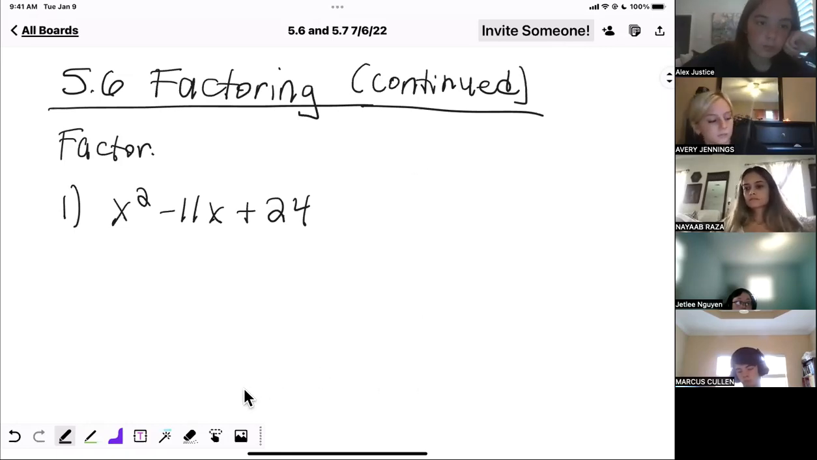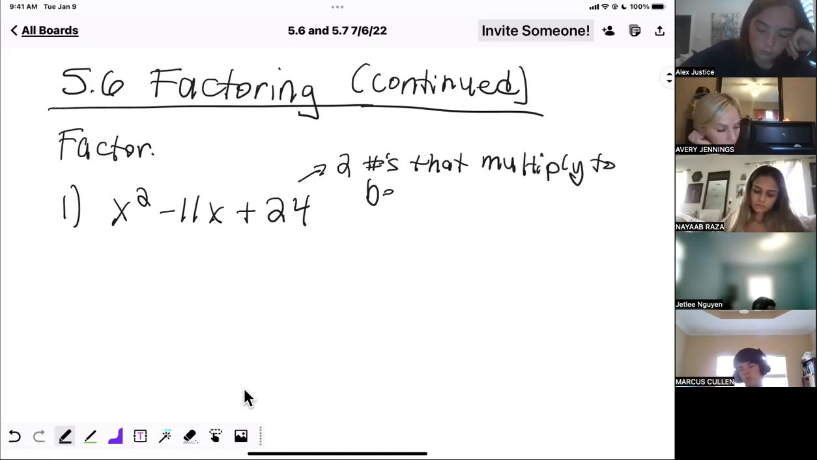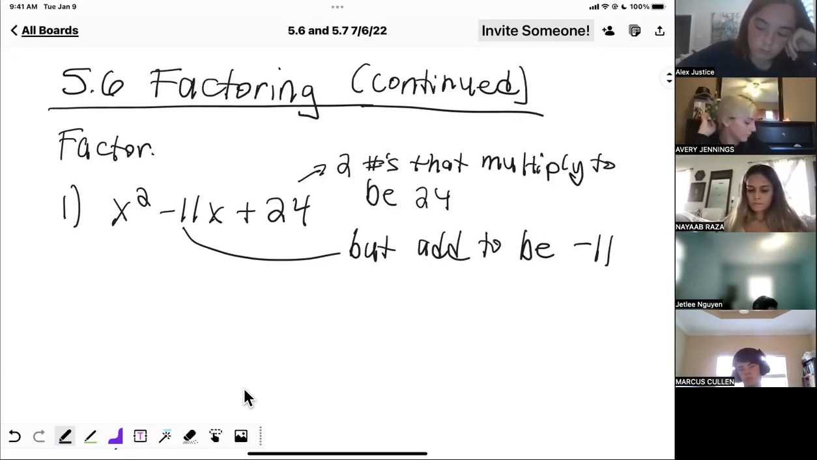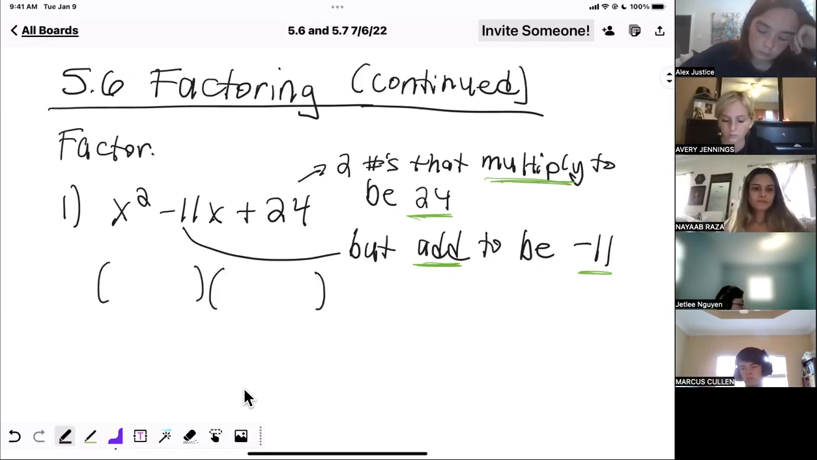Okay, so what do we do? We try to find two numbers that multiply to be 24, but add to be negative 11. Add to be negative 11, multiply to be positive 24. And I gave you a chart last time, the plus, minus, minus, plus.